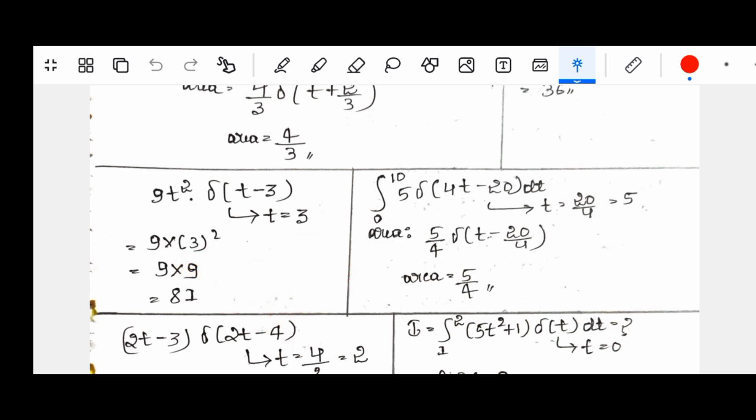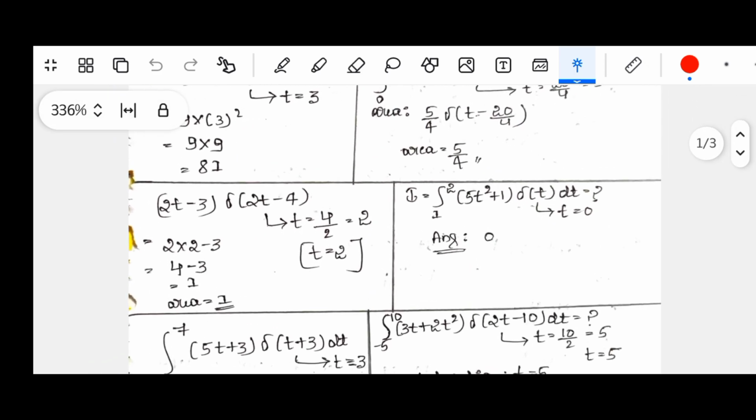See this. Integration from 0 to 10 of 5 δ(4t - 20) dt. First you find out the location. t = 20/4. So the value will be 5. So the location will be 5. Now let's find out the area. Area is equal to the same, 5/4 δ(t - 20/4). So the area will be 5/4.